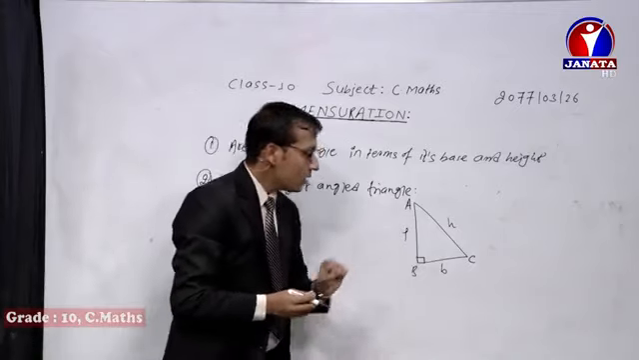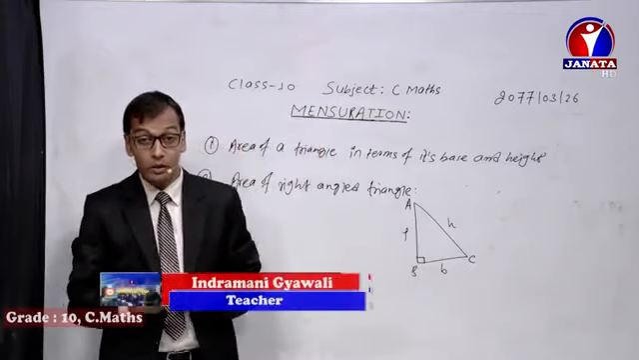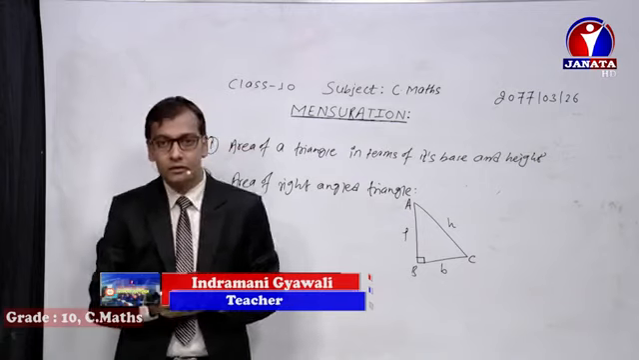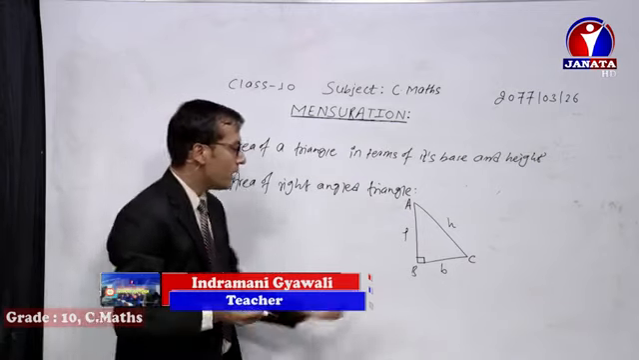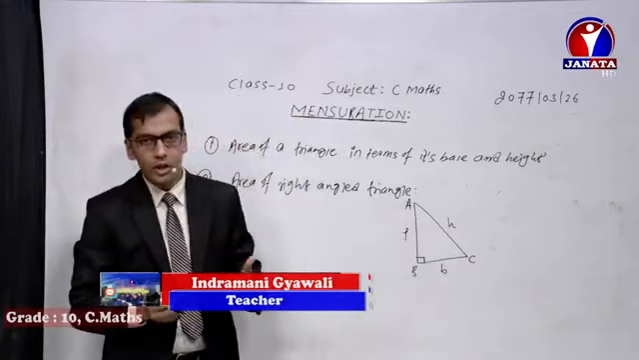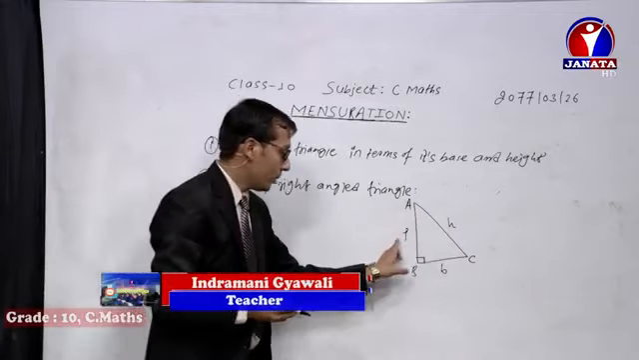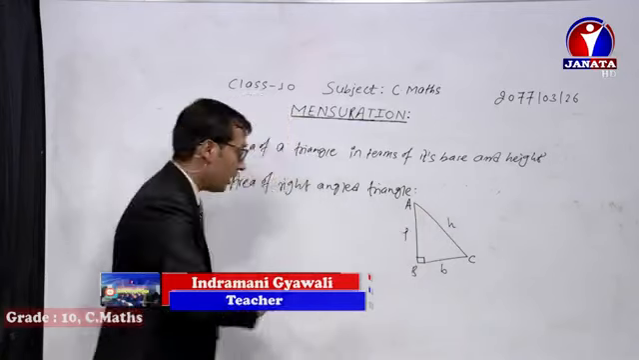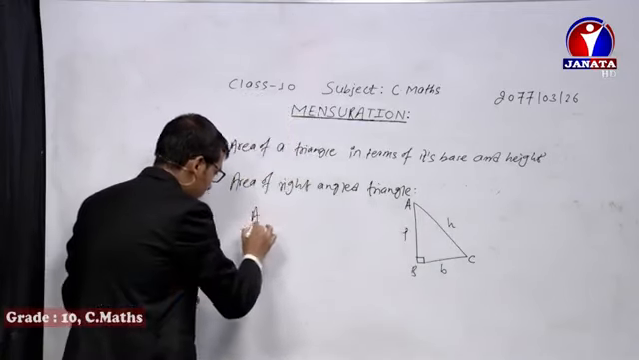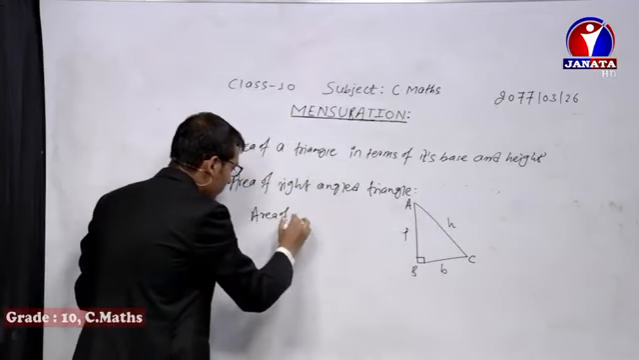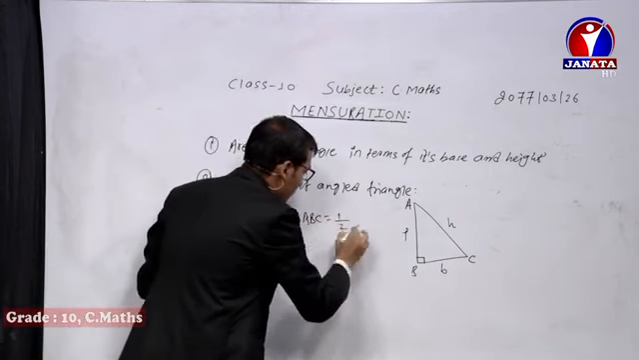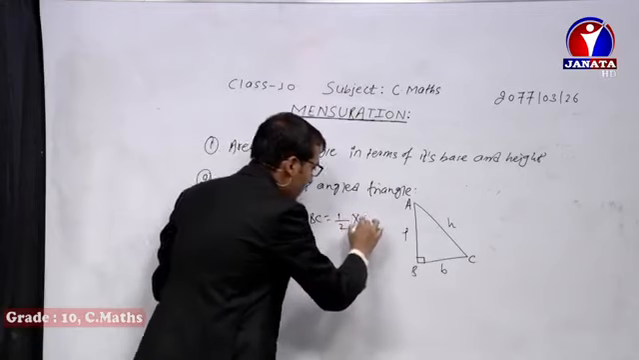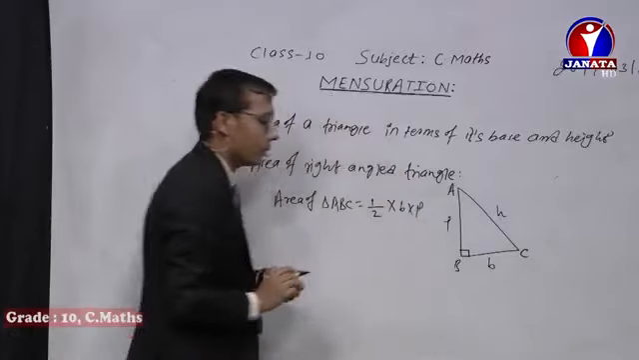Now what is the formula to find its area, or how can we find the perimeter? Perimeter is simply the sum of three sides of a triangle, like P plus B plus H, and area of triangle ABC is 1 by 2 times base times perpendicular.